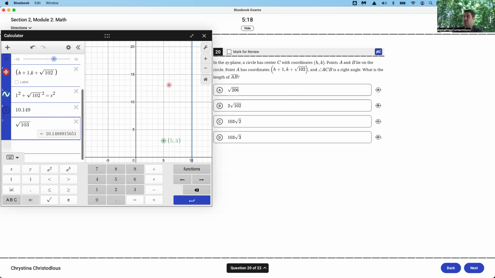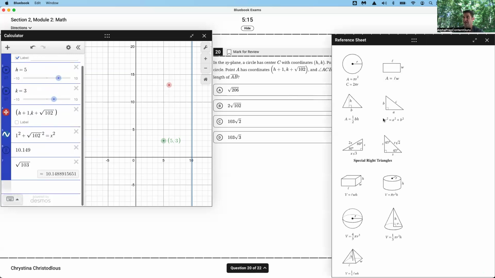They're like the two legs of a 45, 45, 90 right triangle. This is the radius, the square root of 102. The square root of 102 squared plus the square root of 102 squared equals r squared or h squared, the hypotenuse, c squared here. Getting close on time.